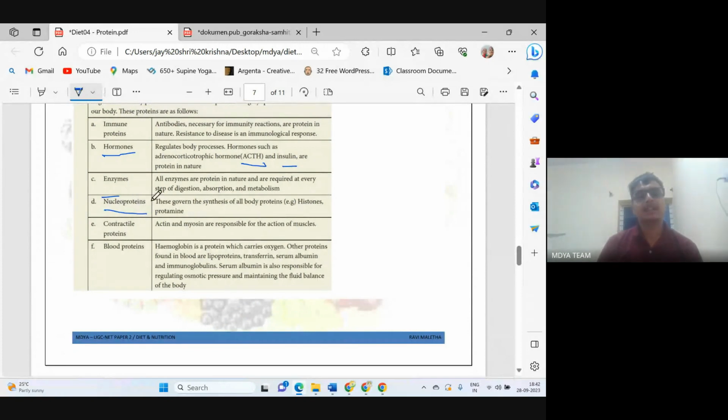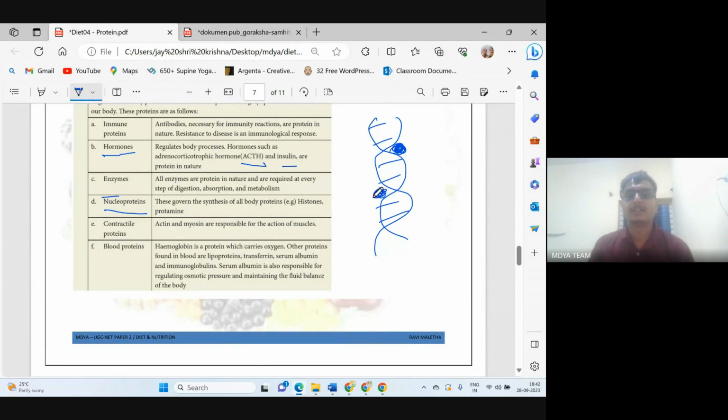Nucleoprotein. Nucleoprotein means our DNA has a structure like this. This is the structure of our DNA. To keep this structure stable, there are certain proteins which help in stabilization of this structure. These proteins are known as nucleoprotein. One example of nucleoprotein is histone. Another example is protamine. So just remember the names of these proteins. Histone and protamine are examples of nucleoprotein because they help to stabilize our genetic material, our nucleic material.